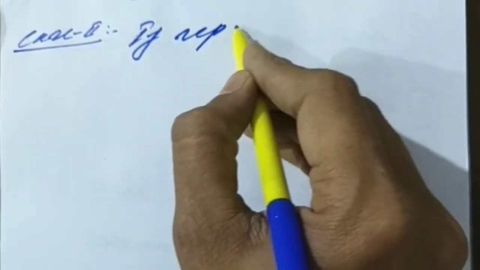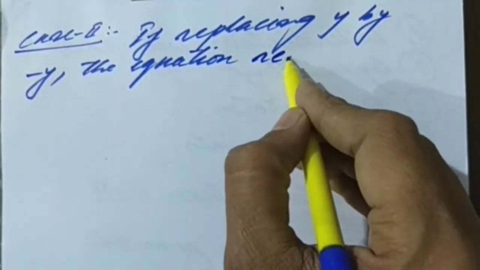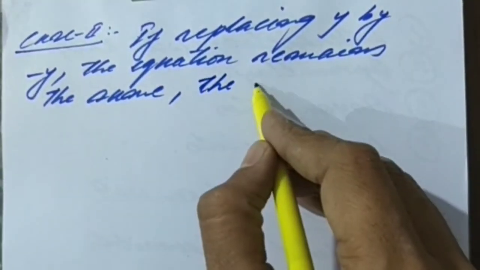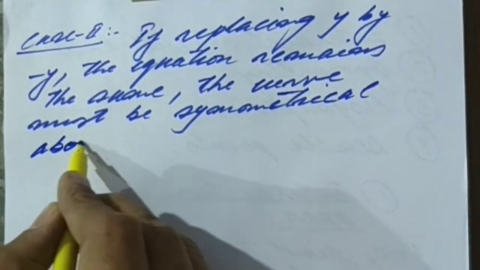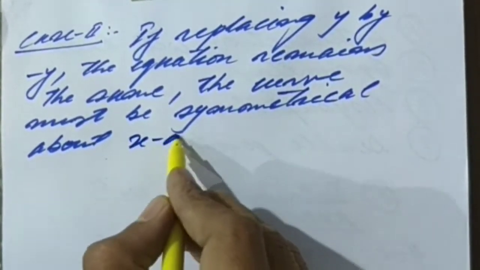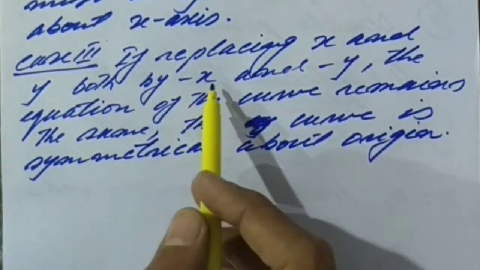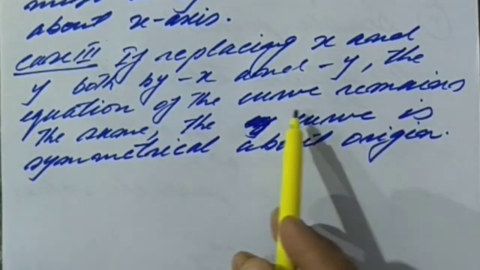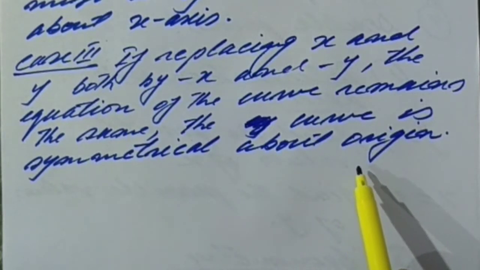Case second, if replacing y by minus y, the equation remains the same, the curve must be symmetrical about the x-axis. Case third, if replacing x and y both by minus x and minus y, the equation of the curve remains the same, the curve is symmetrical about the origin.